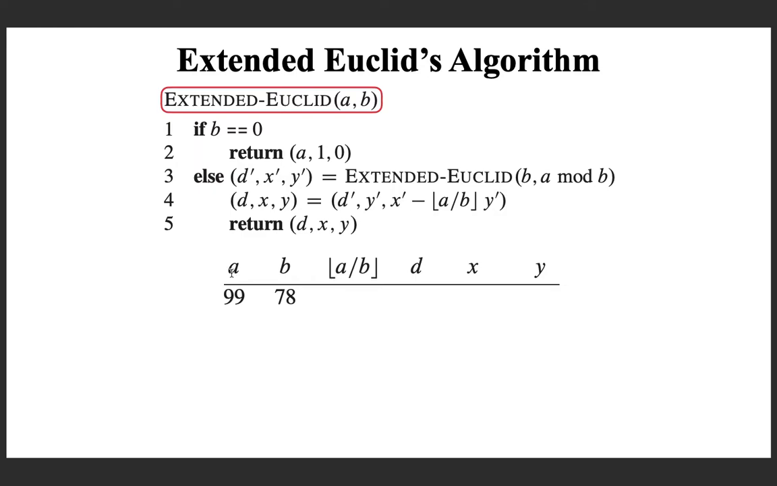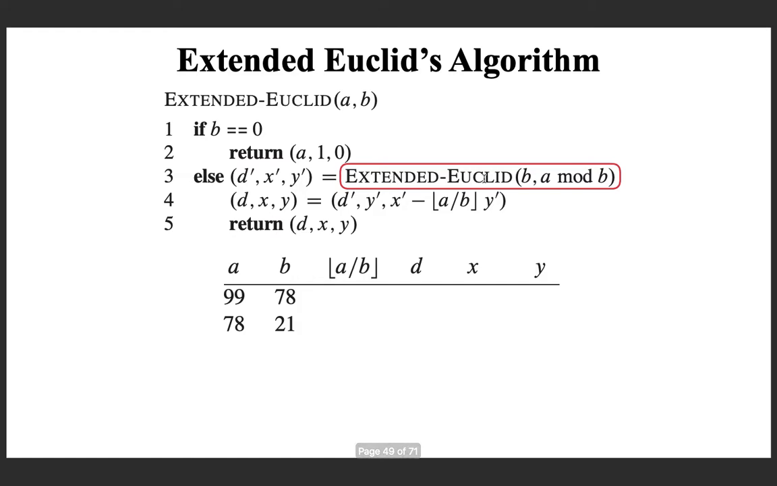You take the arguments A and B as 99 and 78. B is non-zero, so the else part will go. You will call Euclid's algorithm with B and A mod B. This is the value that you can verify. Again B is non-zero, so you will make another call with 21 and 78 mod 21. Again non-zero, so you will again make a call with 15 and 21 mod 15, which is 6. Again you are making a recursive call with 6 and 15 mod 6. Again you are making a call with 3 and 6 mod 3, which is 0.